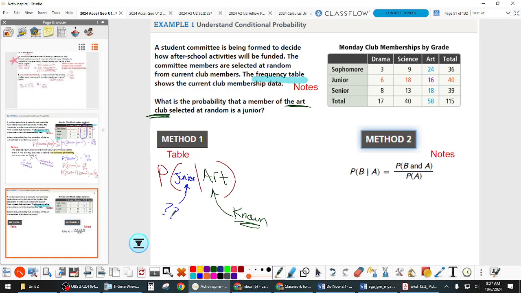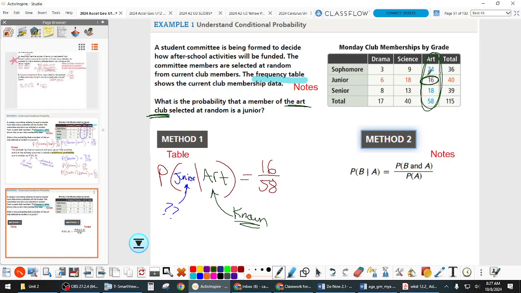We don't know that one. All right, looking at the table, what probability is that? 16 out of 58. Okay, so in our parentheses, the second word or second event sets the category, and then we're looking just at the juniors out of that. Okay? All right, well, let's do it this way.